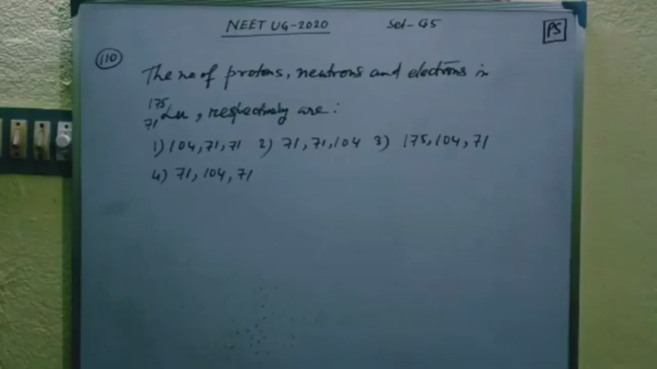Question number 110. The number of protons, neutrons and electrons in lutetium 71, 175 respectively are option 1, 104, 71, 71, option 2, 71, 71, 104, option 3, 175, 104, 71, and option 4, 71, 104 and 71.